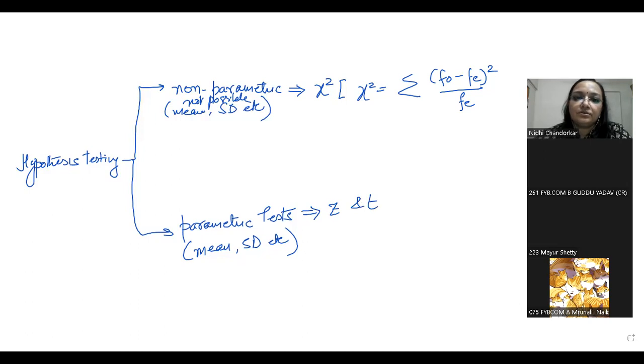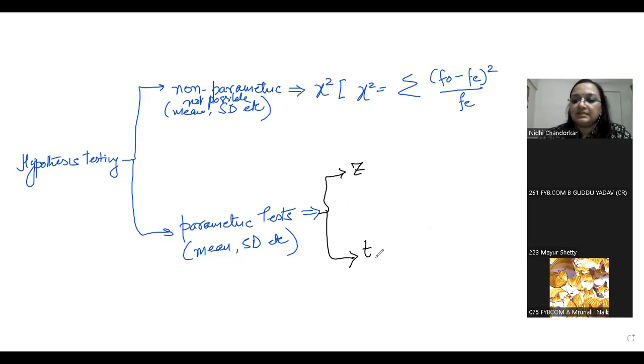Okay. So we have 2 types of tests which are very popular, which are Z and T test. Now, how do we know which test has to be applied?